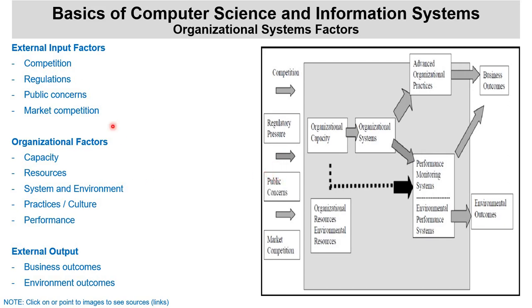And within the organization itself, there are also other factors, like what is the capacity of your organization? How much can we do? How many resources do we have? People, money, and any other type of resource that can help. And what kind of system and environment do we want to promote? How do you want to operate?